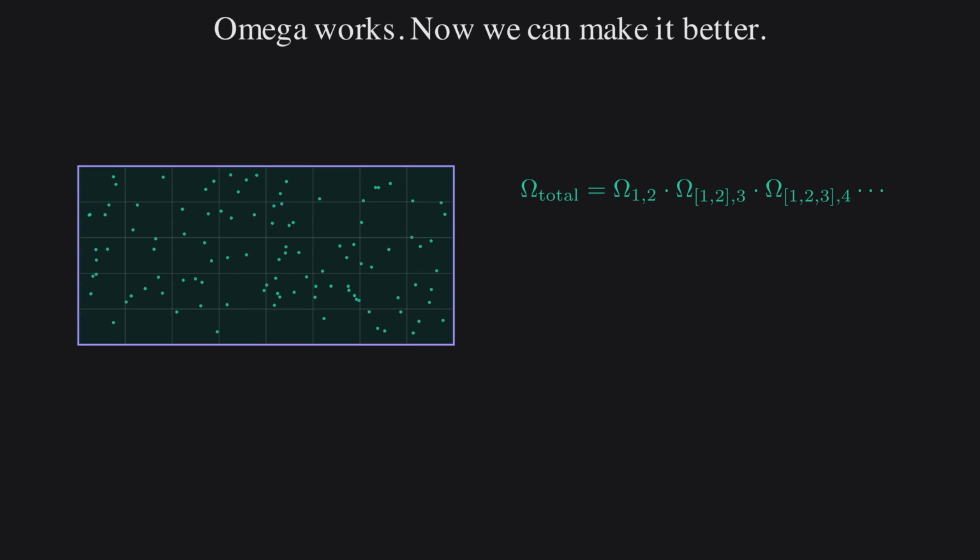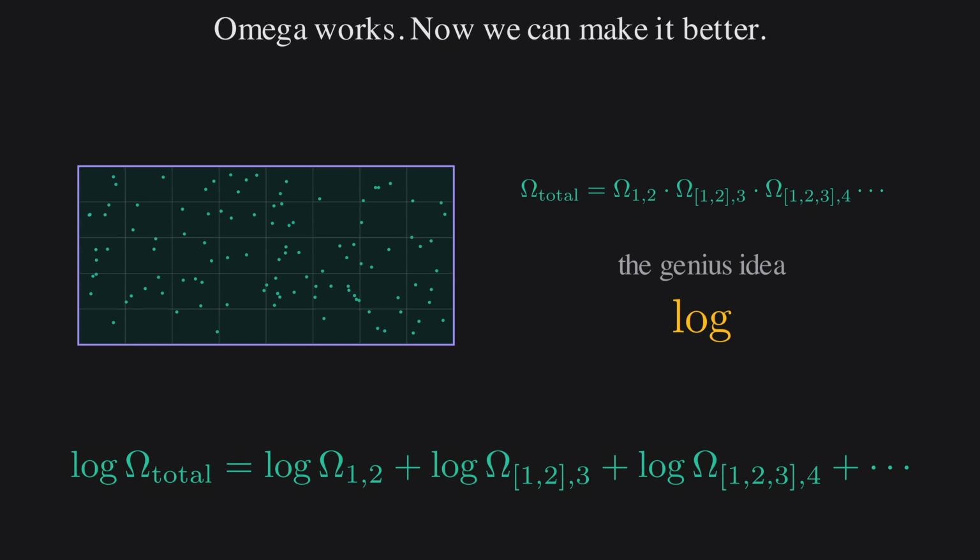But we can make it even better. To bring out entropy, we just need one more step. It is a simple but genius idea. We take the log of omega. By taking the log, we convert the product into a sum. So the sum of the parts equals the total in the log space, which is much more convenient to work with than the product.